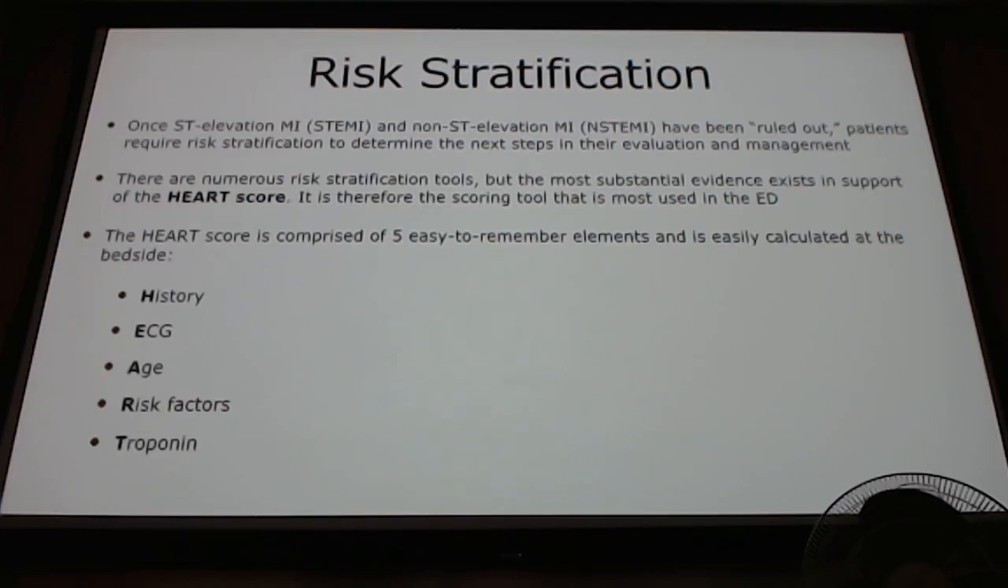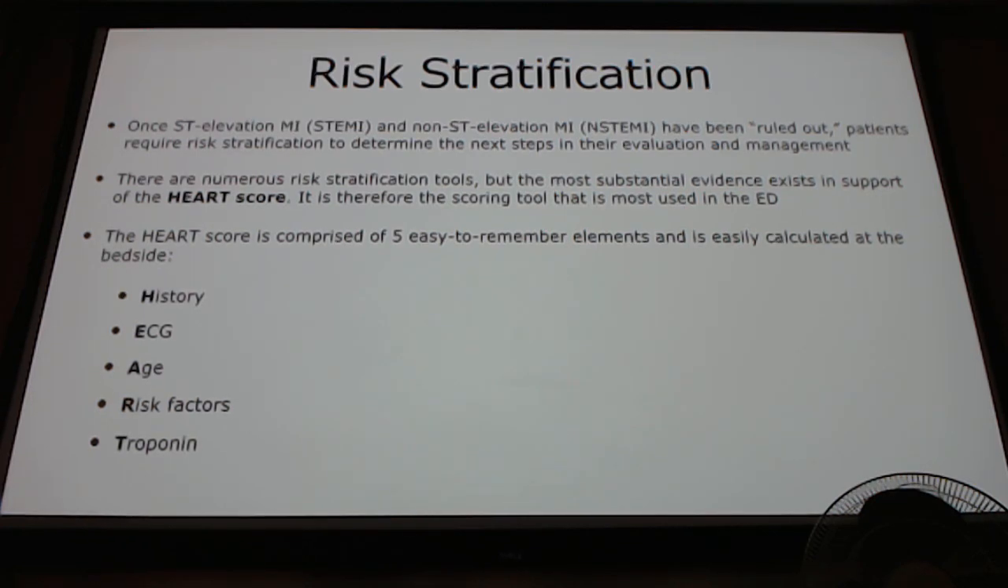So here's our risk stratification. And this becomes important because I want to say less than 5% or so, it's a pretty low number, of patients actually have an acute coronary syndrome when they present to the ER and we evaluate them and work them up. So the question is, do I feel comfortable sending this person home?